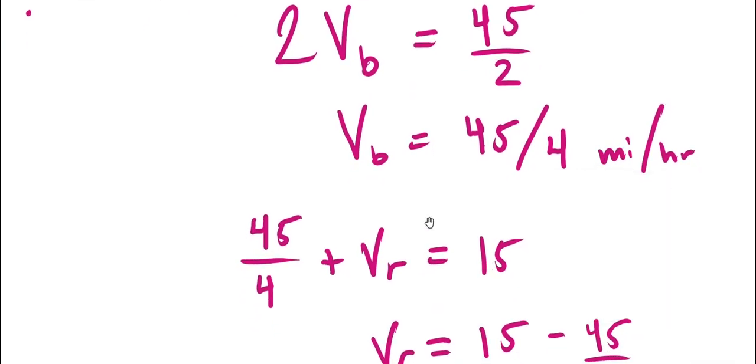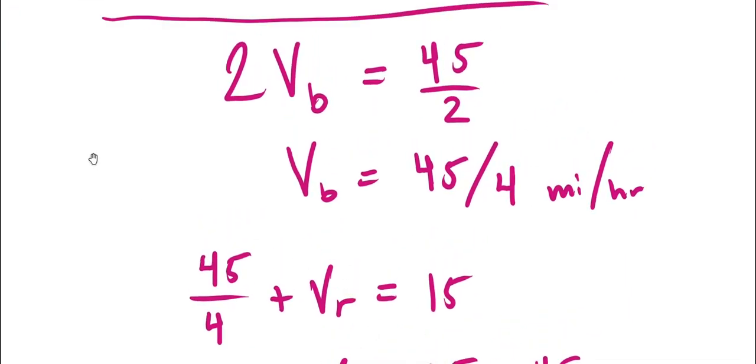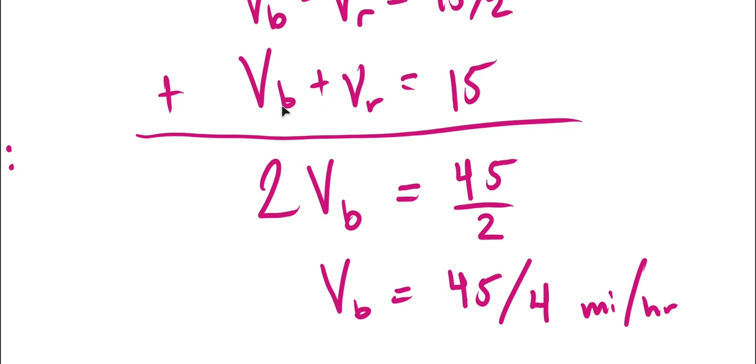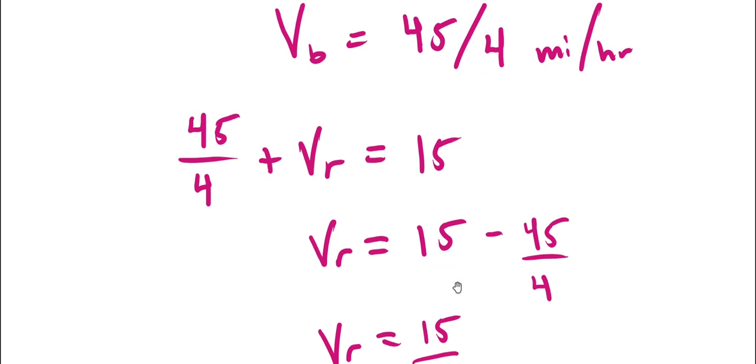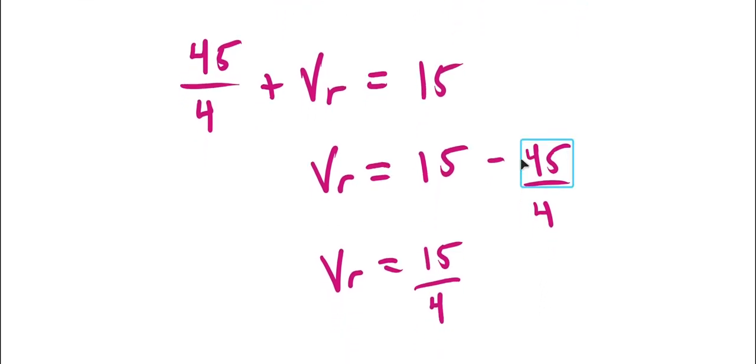And what about the rate of the river? Well, let's go back to this equation here, right? Velocity of the boat plus velocity of the river is 15. Well, 45 over 4 plus some amount is 15. We subtract that over. 15 is 60 over 4. And so taking the difference with 45, we get 15 over 4. And that's about what? 3.75, right?